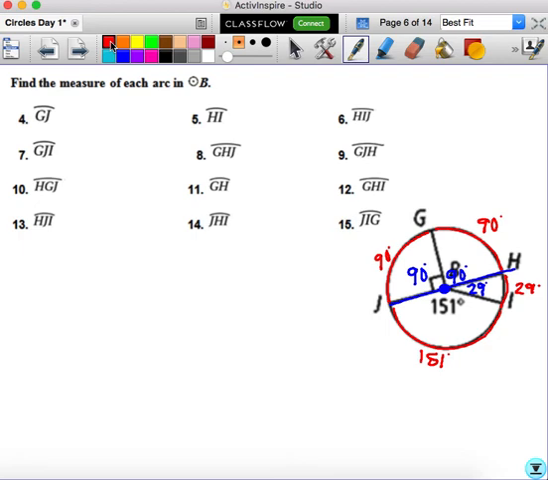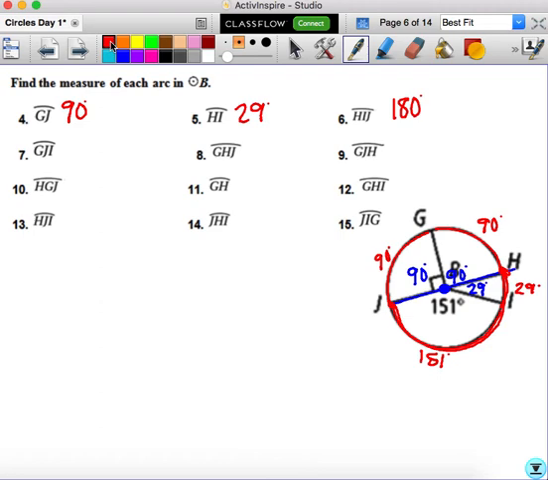So they say the measure of the arc from G to J is 90 degrees. The measure of the arc from H to I is 29 degrees. From H to I to J, so we're going from here all the way around, that's 29 and 151 put together, which is the same as a semicircle, which is 180 degrees, and so on. So pause the video here, try the rest of these on your own, and then come back and check your answer.